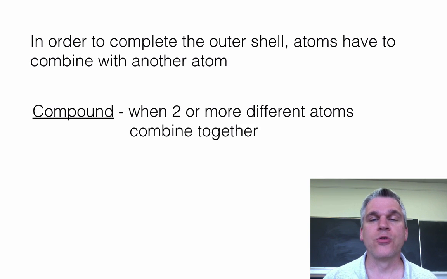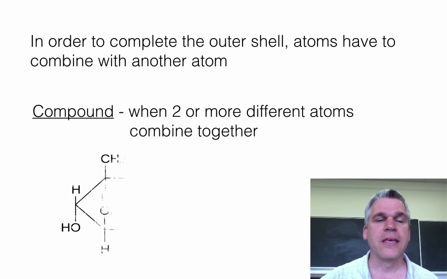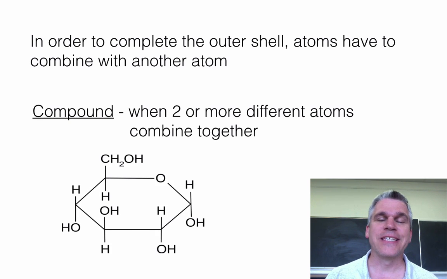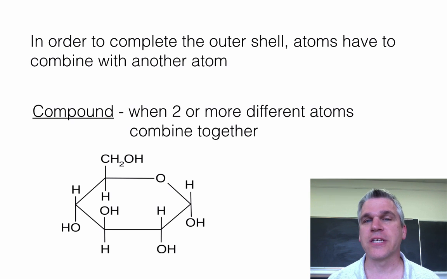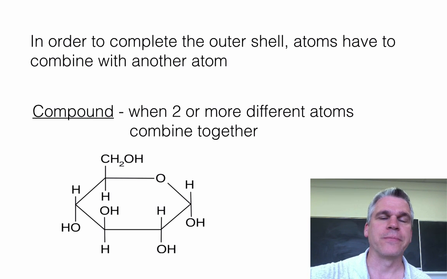Now, when atoms do combine with one another, they then form compounds. So a compound is when 2 or more different atoms combine together. Now, a simple one is like water. Water is 2 hydrogens and an oxygen atom. Something a little bit more complex is glucose. It's C6H12O6. So there's 6 carbons, 12 hydrogens, and 6 oxygen atoms. And together it makes a very stable molecule. This is a molecule of sugar.